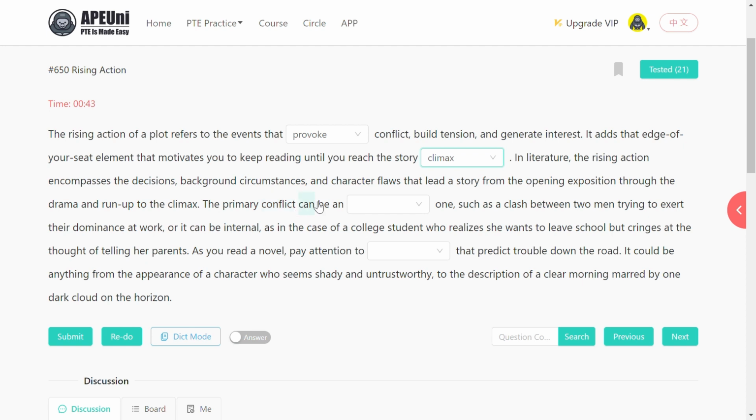This says the primary conflict can be an dash one. So let's see the options. We have conditional, we have external, we have compositional, we have functional. Looking at these words alone, you know that there's only one option that can be picked because it begins with a vowel, E. The other words here do not begin with vowels. We know that the word an would only go with the five vowels we have, A, E, I, O, U. So looking at the other words in this option, the only word that starts with a vowel there is external. So the right option there will be external. That is how you're able to identify the right options.